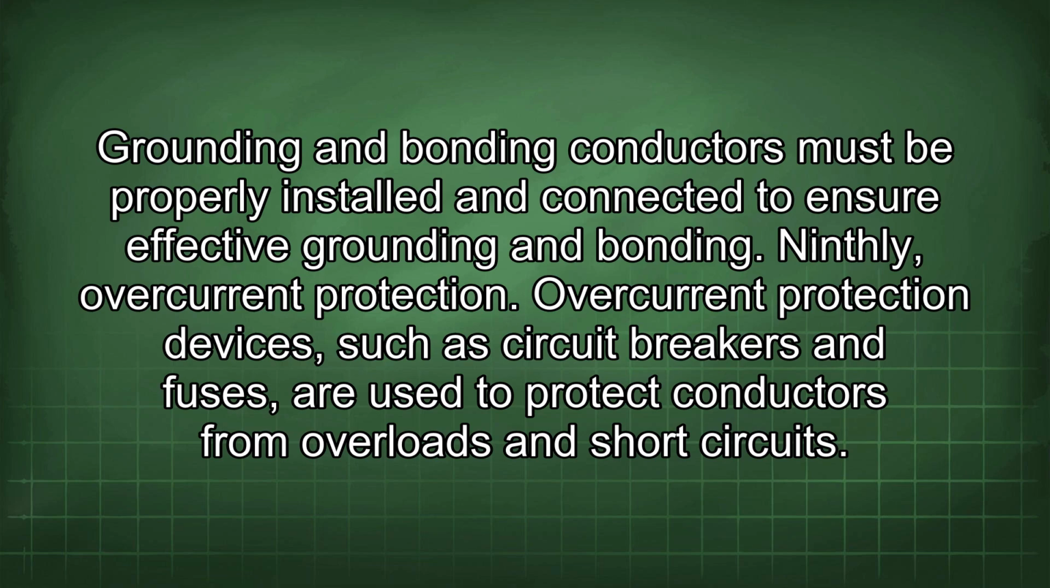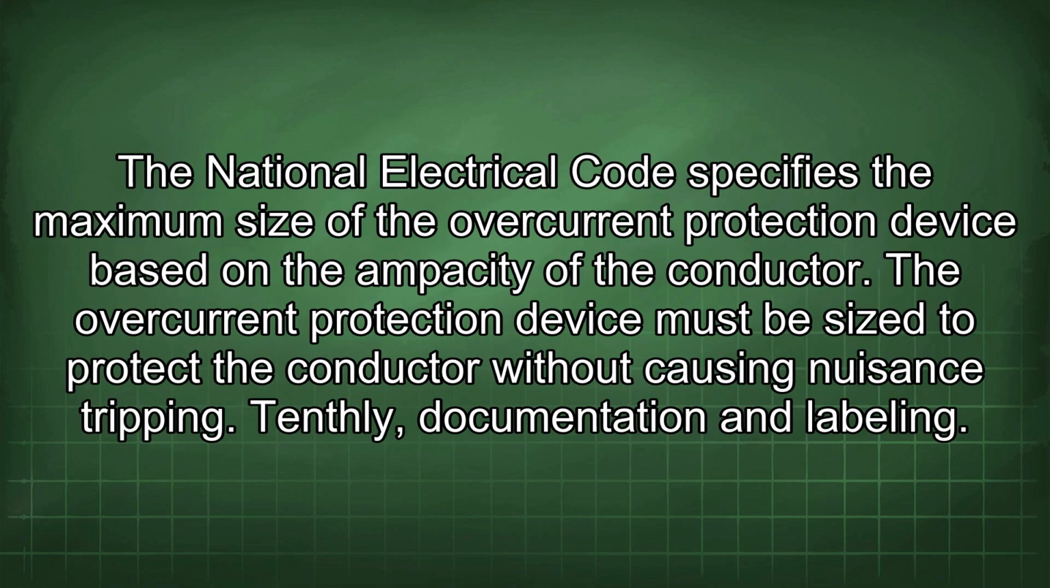Ninthly, overcurrent protection. Overcurrent protection devices, such as circuit breakers and fuses, are used to protect conductors from overloads and short circuits. The National Electrical Code specifies the maximum size of the overcurrent protection device based on the ampacity of the conductor. The overcurrent protection device must be sized to protect the conductor without causing nuisance tripping.